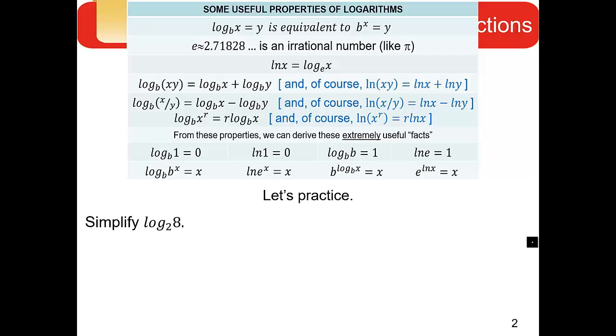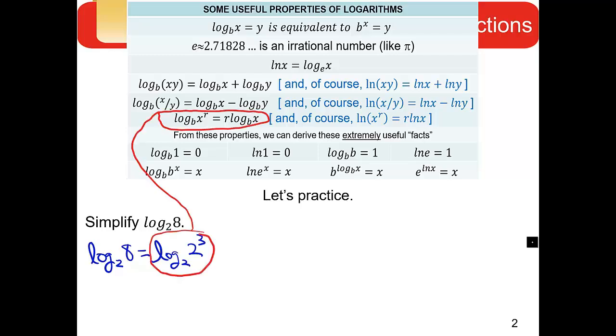8 is really 2 cubed. So if you think of 8 as 2 cubed, that logarithmic expression becomes the log of 2 to the third, base 2. Now the bases match, and you have a property that says, I'm actually going to do this 2 different ways, so bear with me. I'm doing it both ways on purpose.